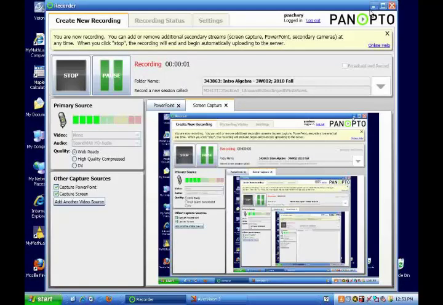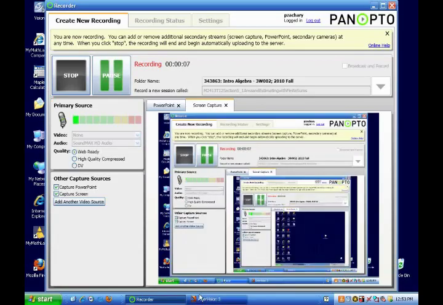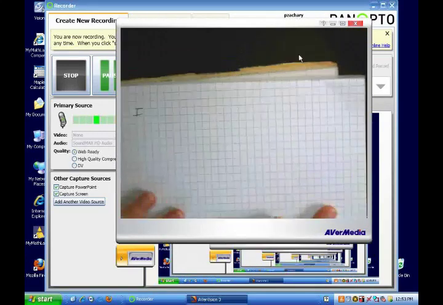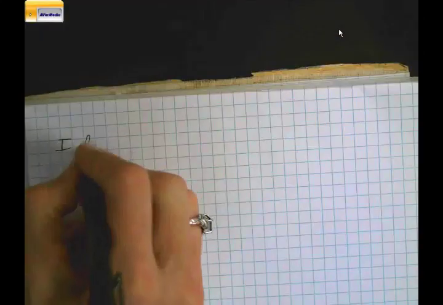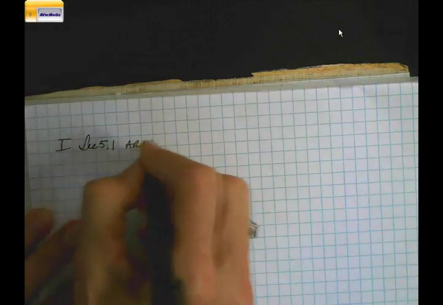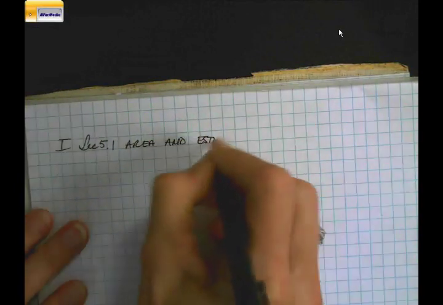Cover section 5.1 today, which is on area under the curve and finite sums. If I can get to my graph paper, there it is. If I can enlarge the screen, that would be helpful. Section 5.1, area and estimating finite sums.